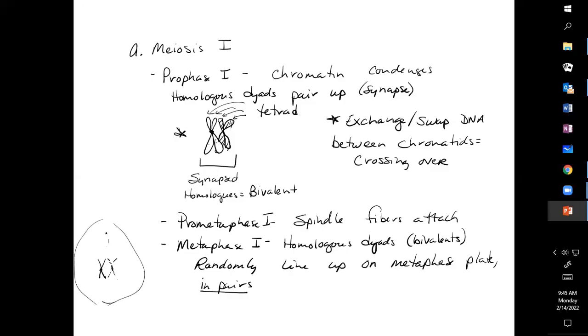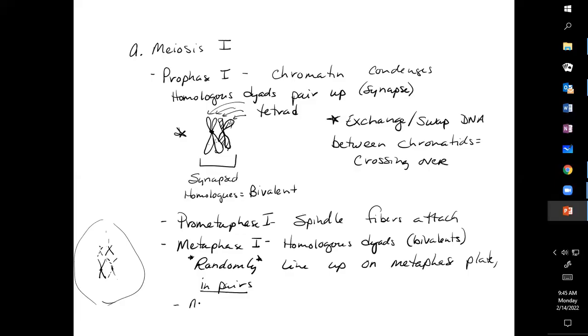So here's our cell, here's the equator. And what I mean by randomly is that if this is, say, the paternal chromosome, it can be on either side of the equator, but they line up in pairs. So maybe I'll put another little pair up here, and I'll put the paternal chromosome on the other side and the maternal on the other. So there's nothing that makes all the paternal ones line up on one side of the equator and all the maternal ones line up on the other. It's random. So this is a key situation here too.